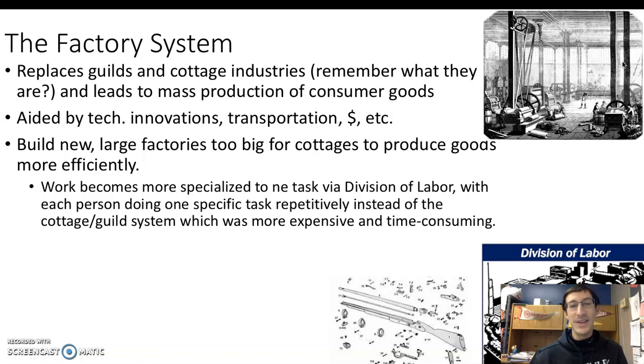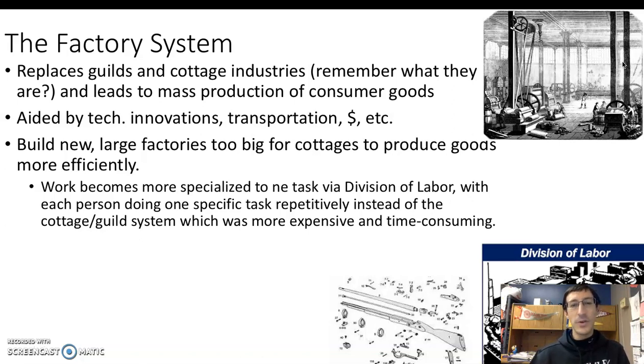So instead of the guild system where someone became really, really good at making clothes, like being a tailor or being a blacksmith, and they worked their entire life at doing that, 5 or 10 plus years of building that skill to become the best. It was a skill that took a lot of time.